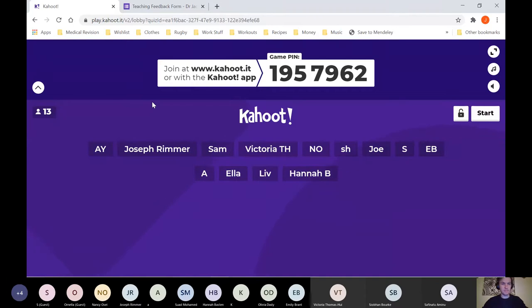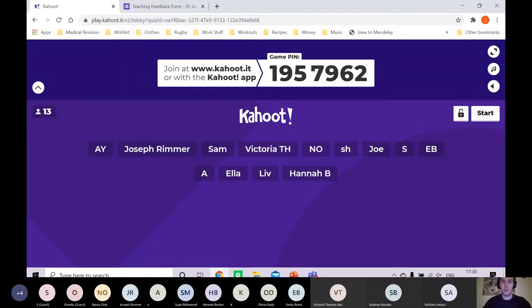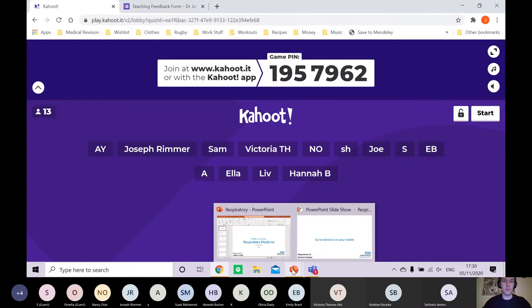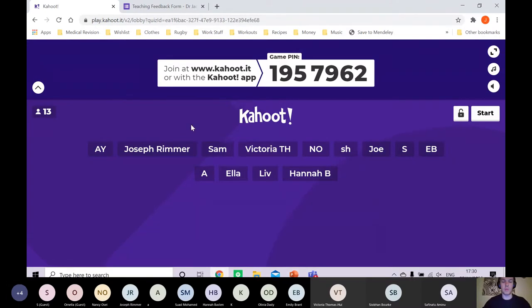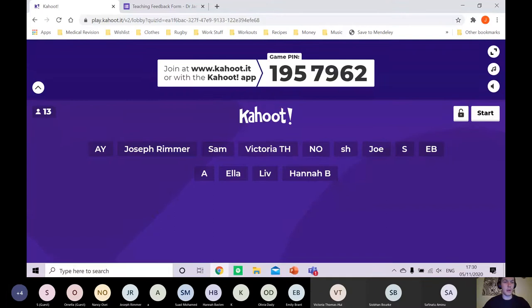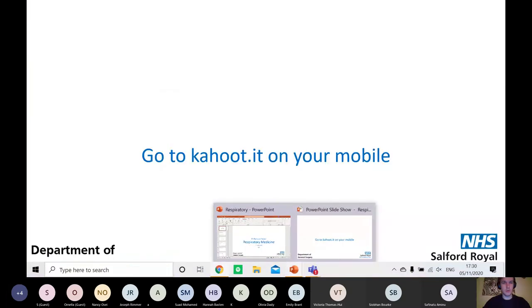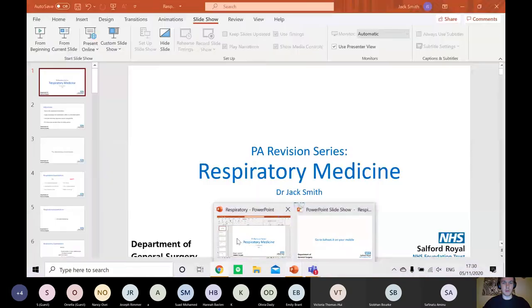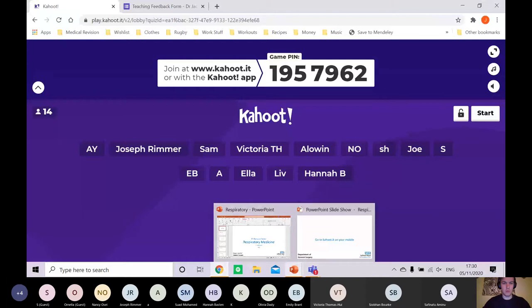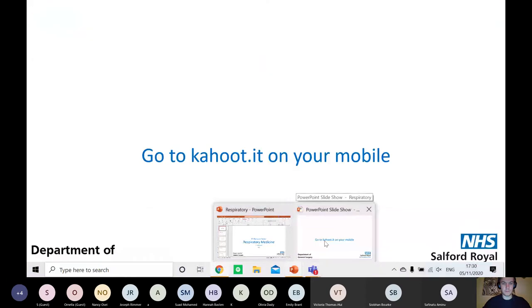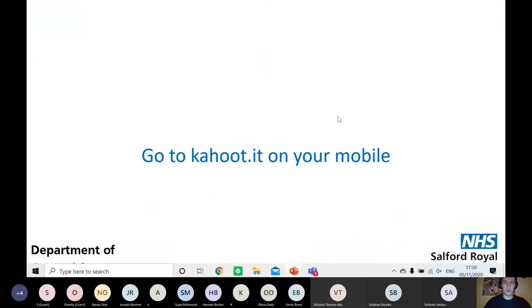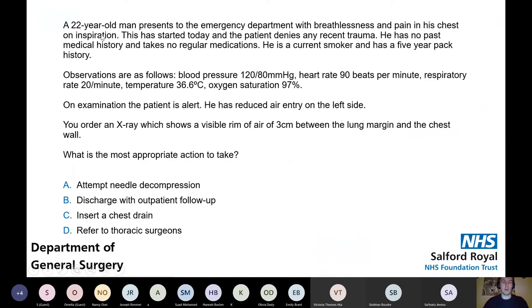If you're having trouble logging into that, just jot down the game pin on your phone or on a piece of paper. And then I'm just going to open the presentation up because we're going to talk through the question quickly. So you've still got a little bit of time before we get underway. 1957962. Okay, so first question we're going to go through.